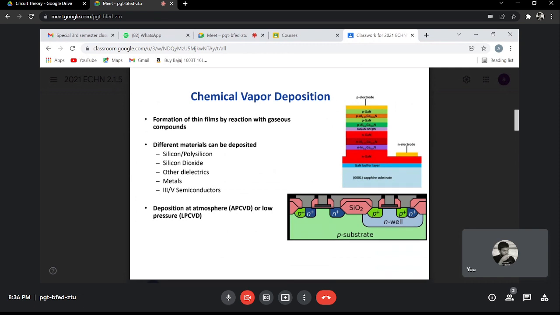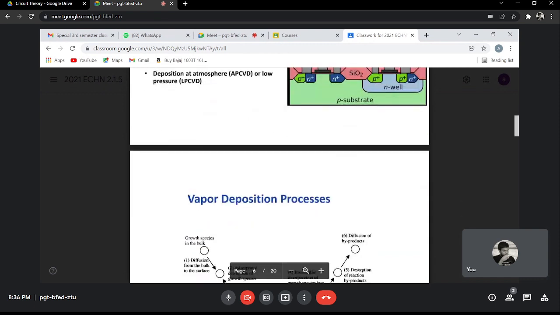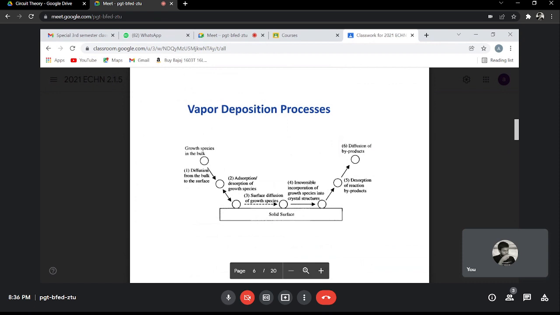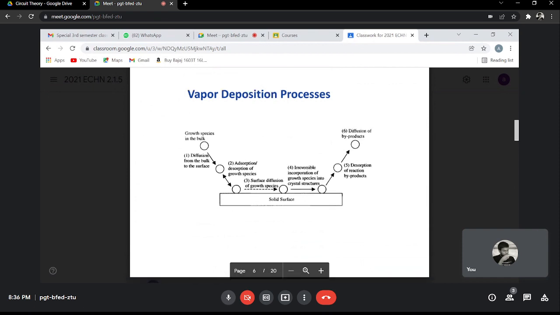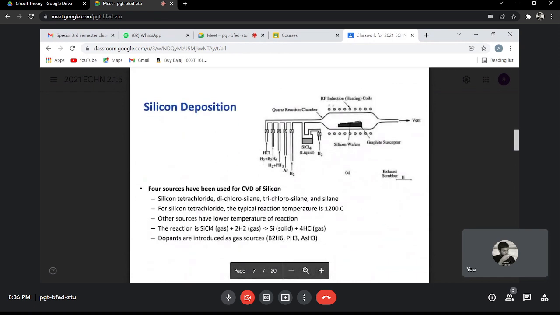So the way it is done is something called chemical vapor deposition, and it goes through this entire vapor deposition process. It's like you have a surface, and then how the vapor deposition takes place. What are the six steps? You go through it. It's basic English, so I would not attempt to go through it very quickly. Now here is silicon deposition. Now this I would like to go through a little bit focused.